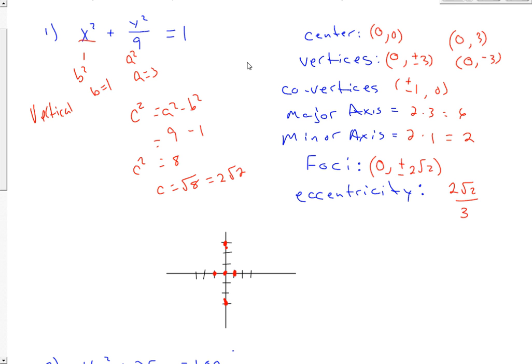Those aren't going to be part of the ellipse, but, as I told you before, they give you information about the ellipse. So now I'm going to grab my ellipse tool and see how well this looks. And my ellipse is going to look something like that. Okay, and there we go. So the main thing is getting all this, and then just being able to plot the co-vertices and vertices to draw your ellipse.